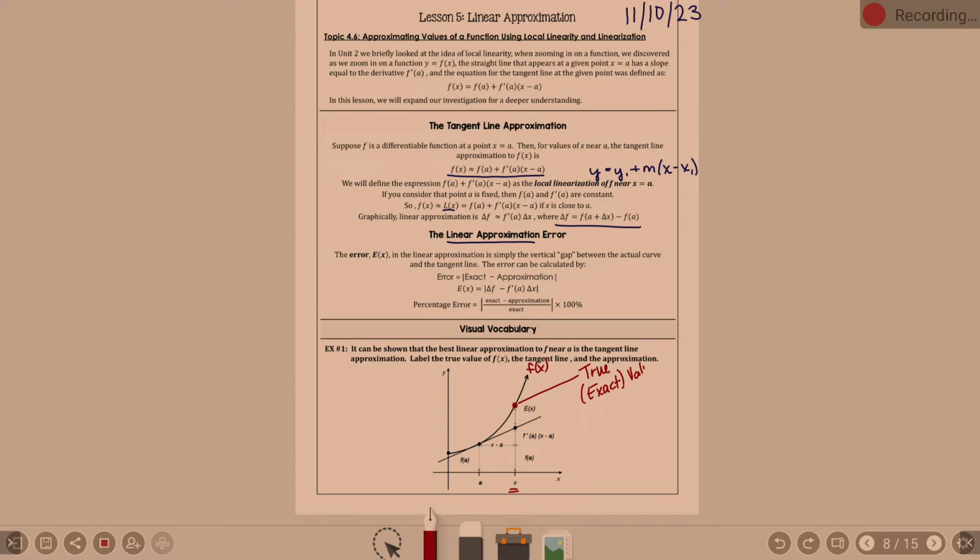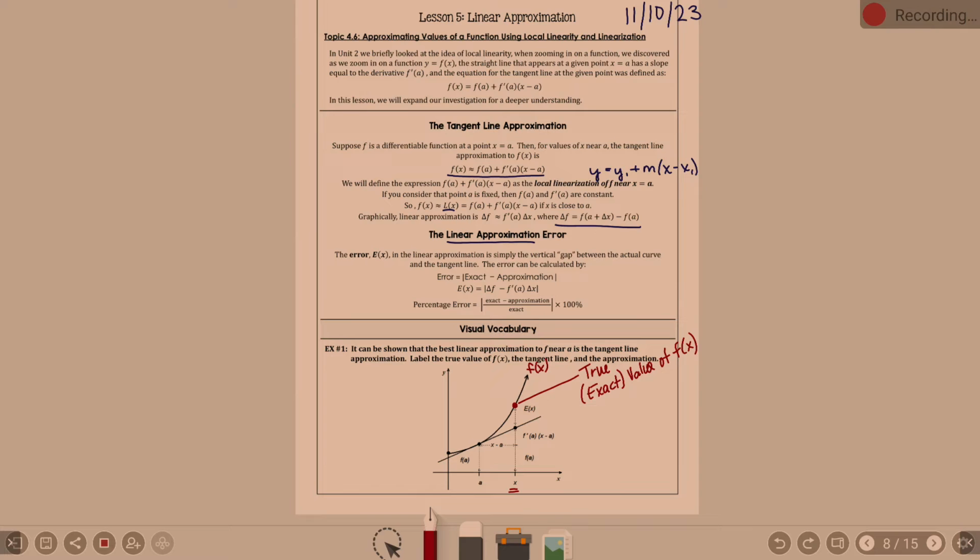True or exact value of f of x. This is going to be a mess when I get done labeling everything I want to label. Okay. I regret where I labeled that already. Oh well. Moving forward. Tangent line.